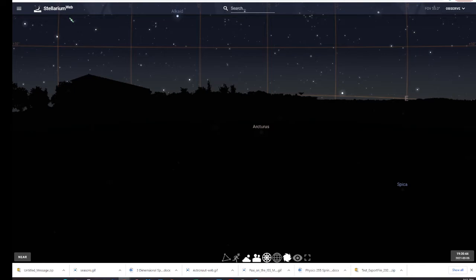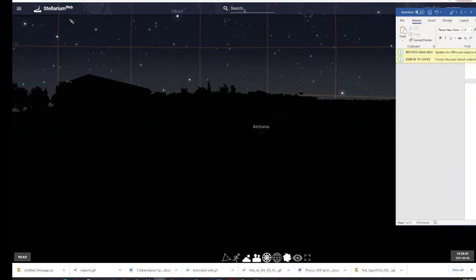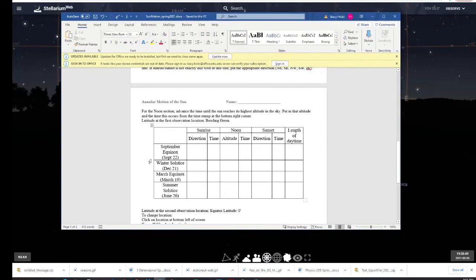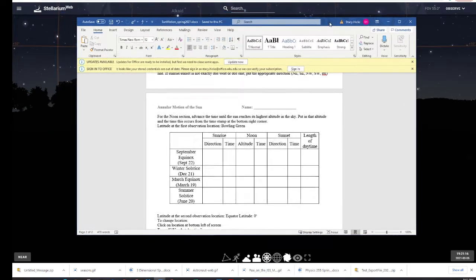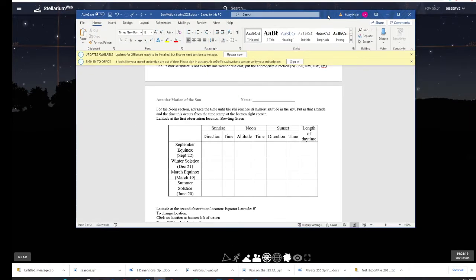So we're going to start off in Bowling Green, and if you look at Lab 3, starting with the fall equinox, you're going to look at the sunrise, the time that noon occurs, sunset, and then you're going to calculate from sunrise and sunset the length of the daytime hours. Now, I will give you a little hint here. Equinox is derived from a Latin term which literally means equal night, right?